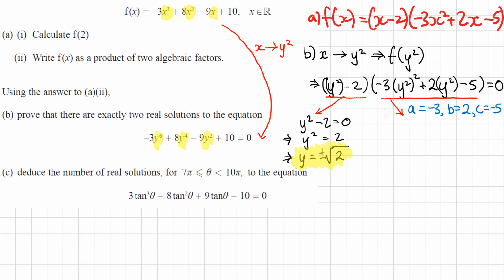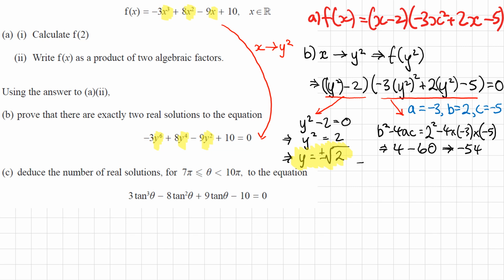Right, so b squared minus 4ac is going to be 2 squared minus 4 times negative 3 times negative 5. So if we work that out, negative 4 times negative 3 is going to be plus 12, times minus 5 is going to be minus 60, so we get negative 54.